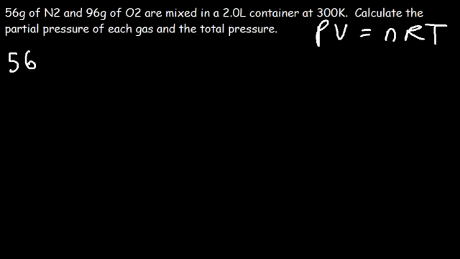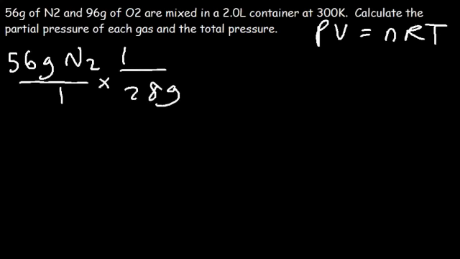So let's start with 56 grams of N2. The molar mass of N2 is 28 grams per mole. So 56 divided by 28 is 2. So we have 2 moles of nitrogen gas.